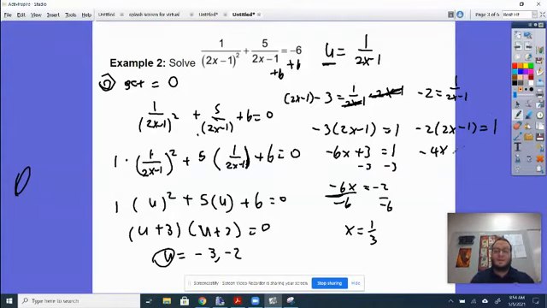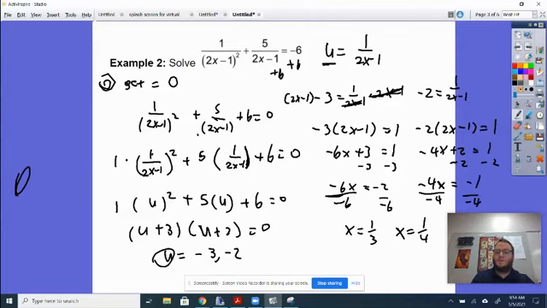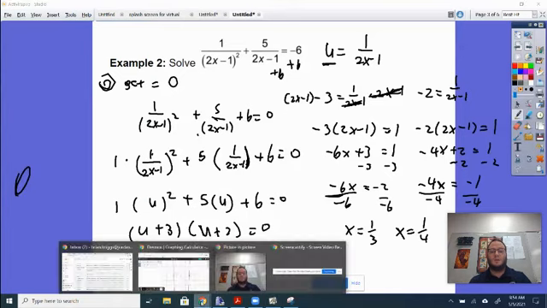So -4x plus 2 equals 1. -2 minus 2, -4x equals -1. Divide by -4 on both sides. So then x is also 1/4. Okay. And again, please do use Desmos to check your solutions. Make sure they work.